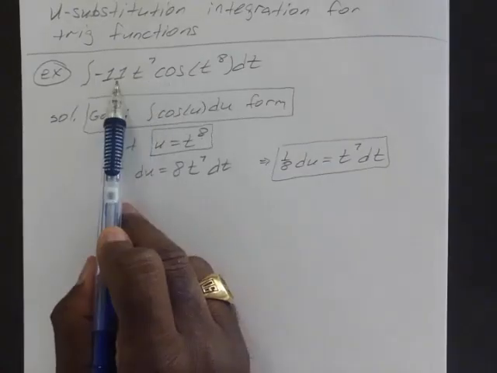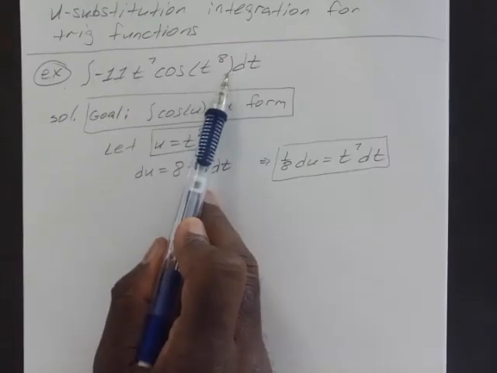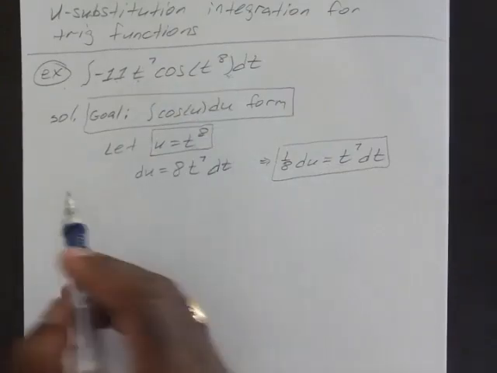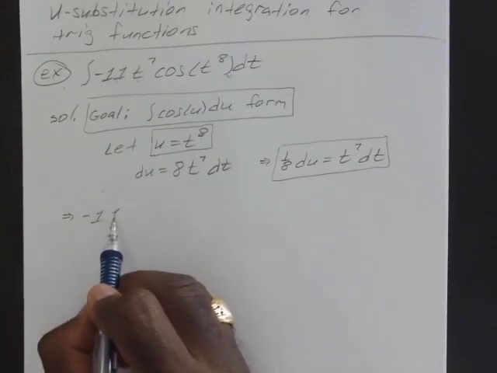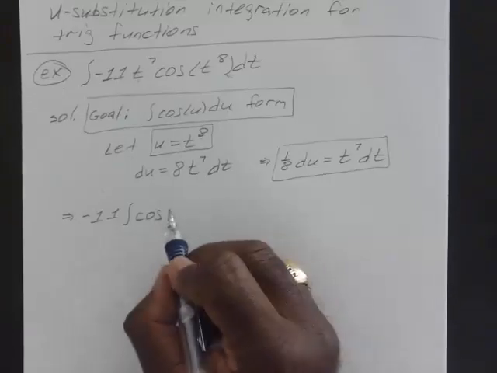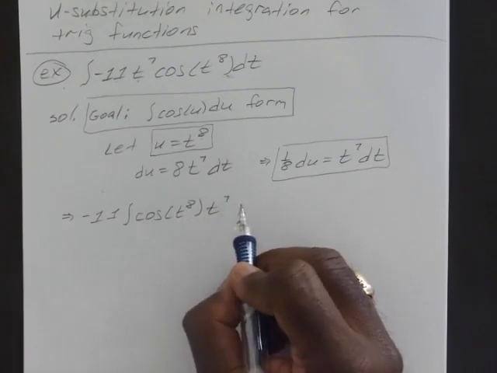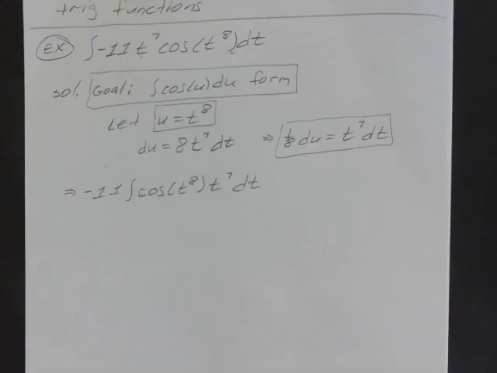Okay. So again, I always start off with factoring out my constant and put the factor that's going to be with the dt next to it. And again, you don't have to do this step. It's completely up to you. So negative 11 times the integral. So we'll make that cosine of t to the 8th power times t to the 7th power dt. So all I did was switch those two around.